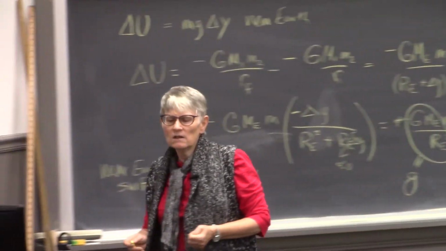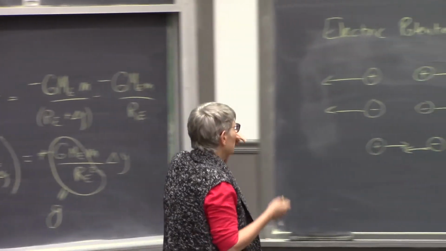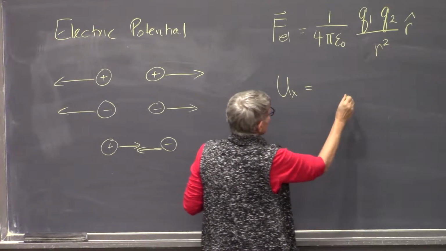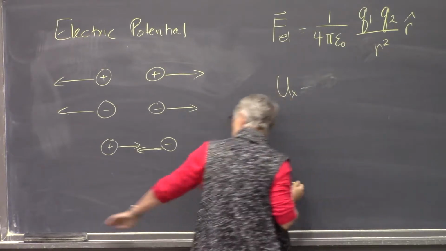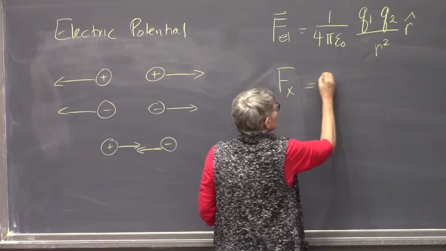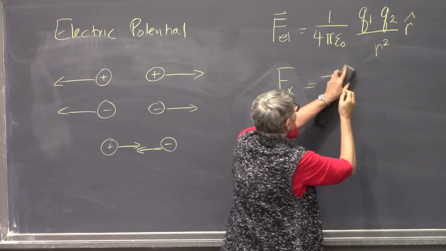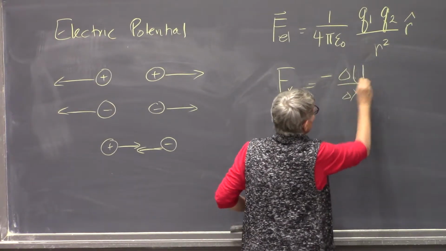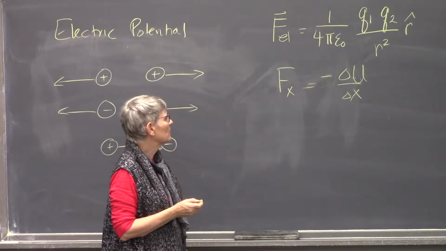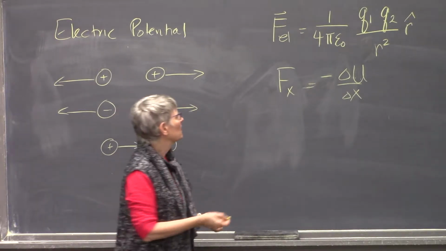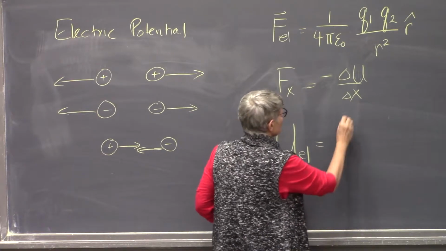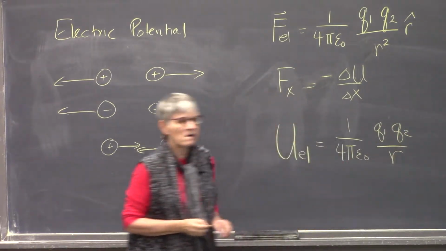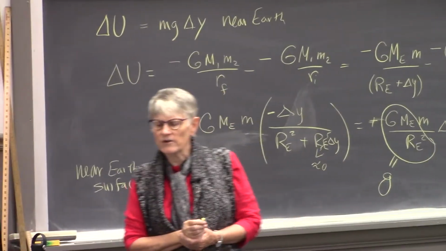Well, the electric potential energy works the same way, and we calculate it the same way. Remember that in one dimension, the x component of the force was the negative spatial derivative of the potential energy U of x, and if we take an antiderivative, it turns out that the electric potential energy is equal to 1 over 4 pi epsilon 0 q1 q2 over r, where r is the distance between them.